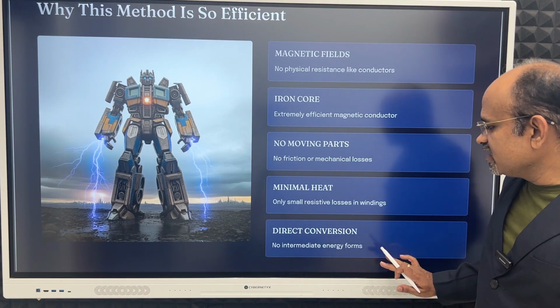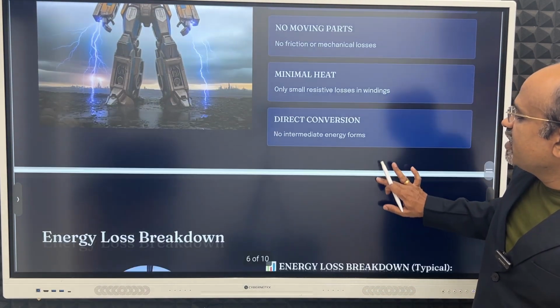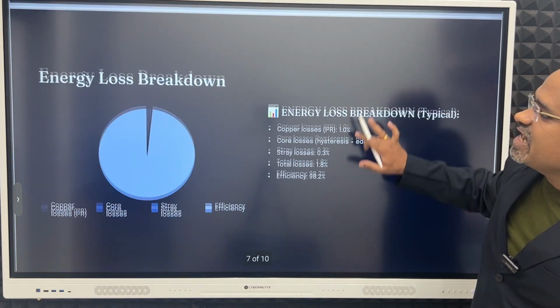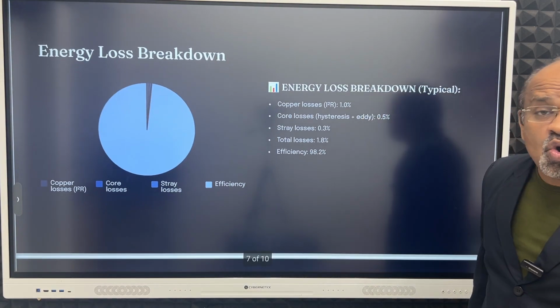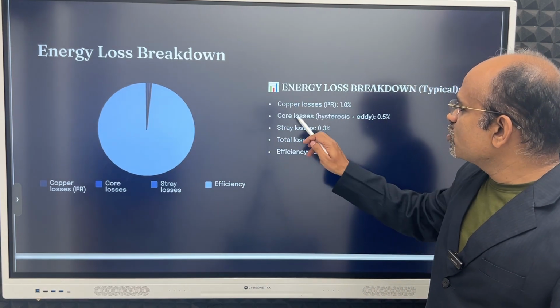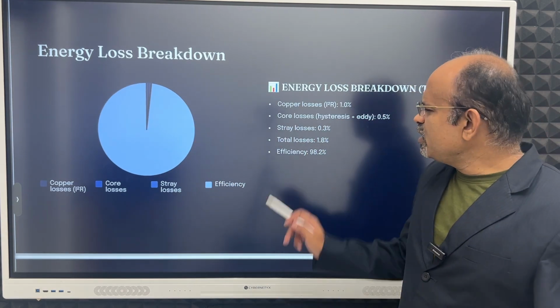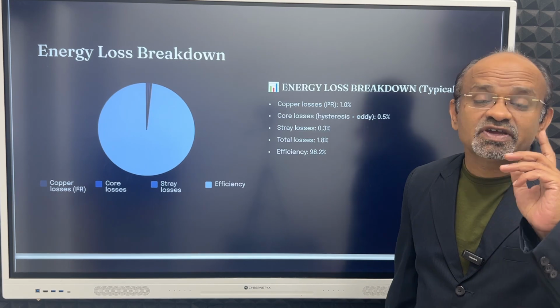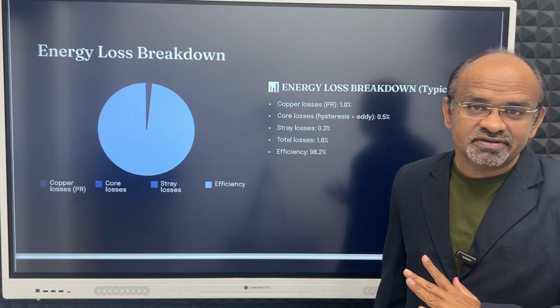Then direct conversion, no intermediate energy forms. Direct conversion from magnetic to electrical. Then the energy loss breakdown: copper losses I square R, only 1%, because the winding is copper.